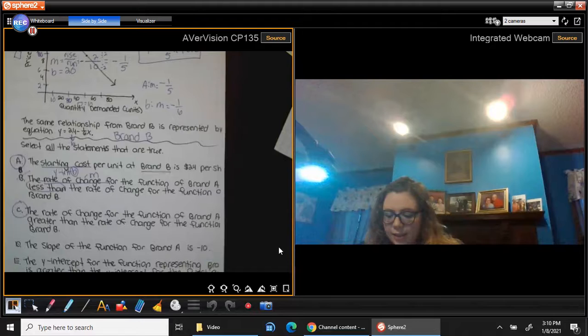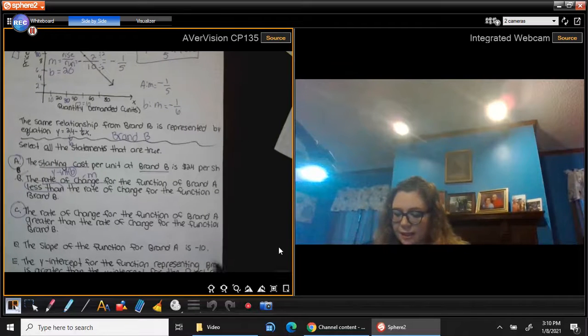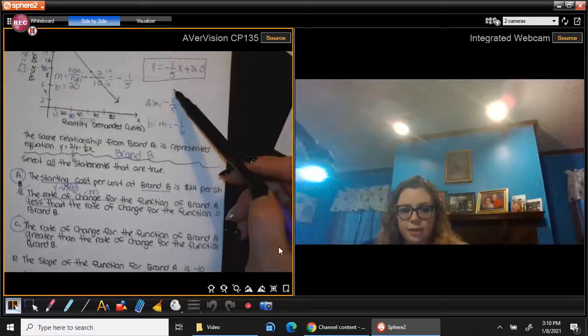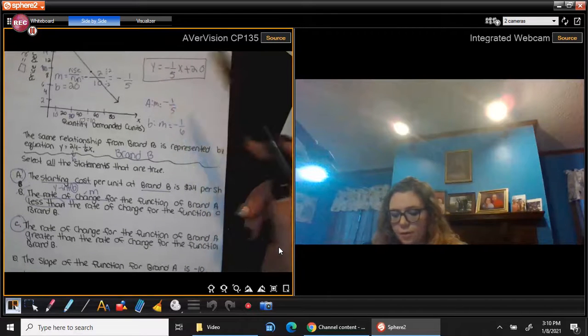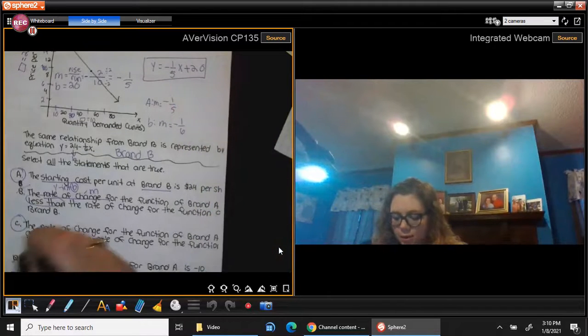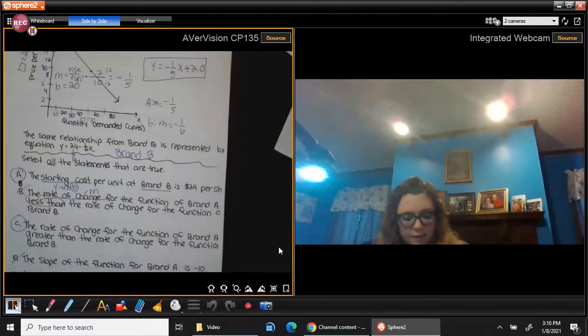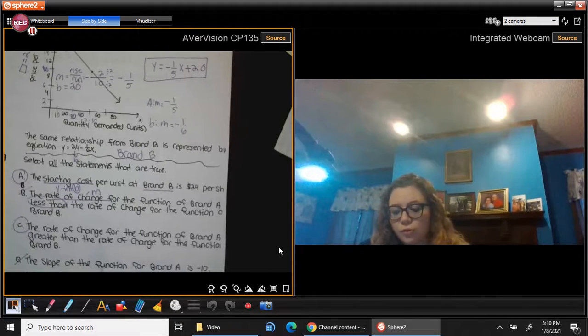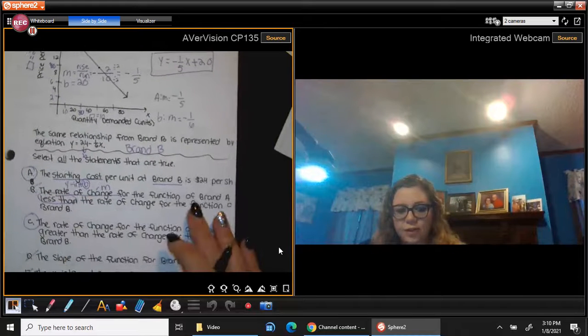And then D, the slope of the function for brand A is -10. Okay, that is not true because we know it's -1/5. And then E, the y-intercept of the function representing brand A is greater than the y-intercept for the function representing B. That is not true. Which one is greater? Brand B. Okay, so your answers for this one are A and C.